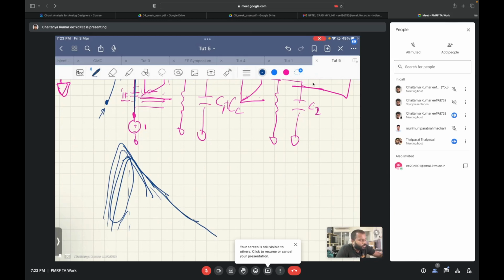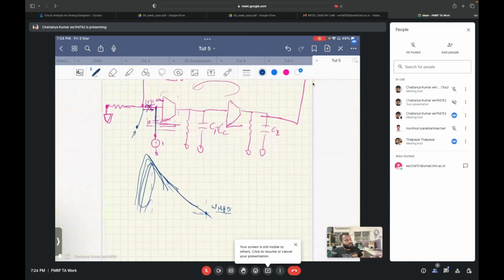Now to check phase margin and gain margin, you need to check the loop gain near the unity gain bandwidth, right? For that, you can have a sufficient value of L and C over here and check the phase and magnitude response at omega UGB. So you can compensate it. You can make this model in LTspice and check whether you are able to get the unity gain bandwidth and the phase margin that you calculated or not.